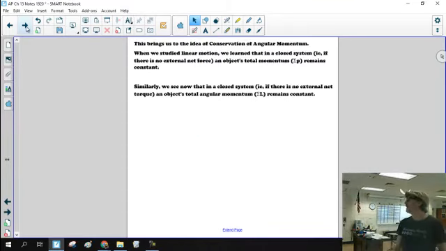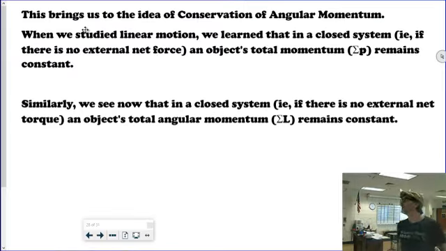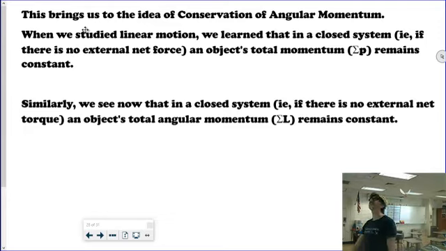All right, here we go. So let's begin. Conservation of angular momentum. When we studied linear motion, we learned that in a closed system, in other words, if there are no external forces affecting the system, the total momentum remains constant.